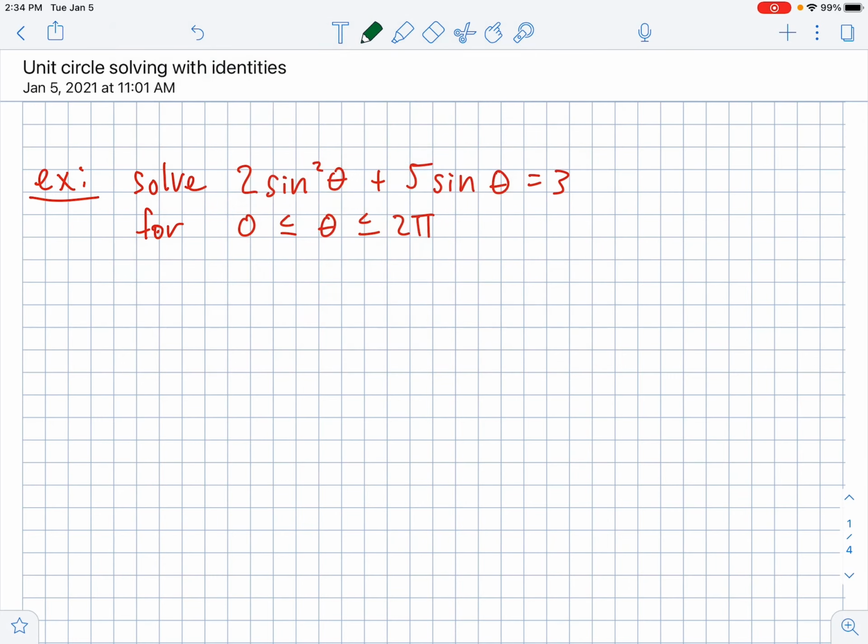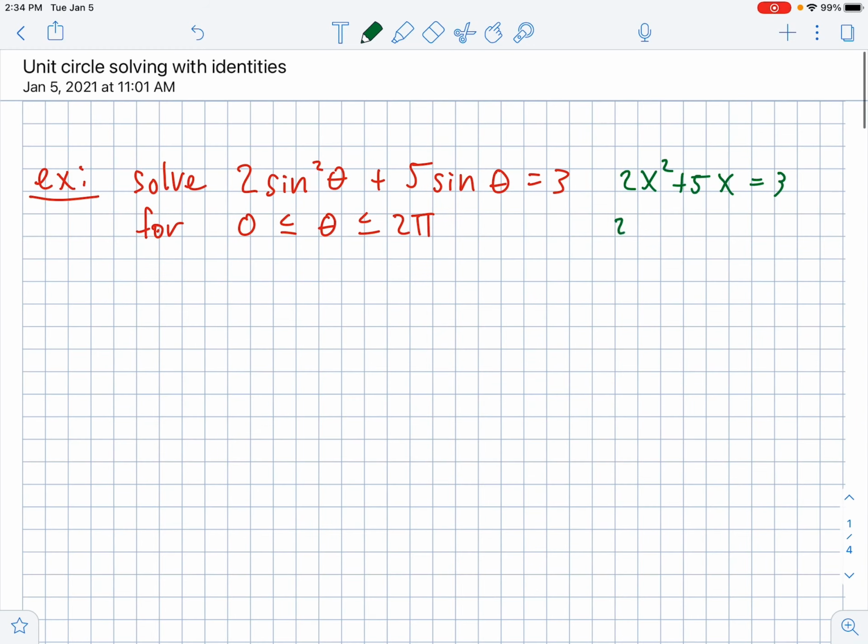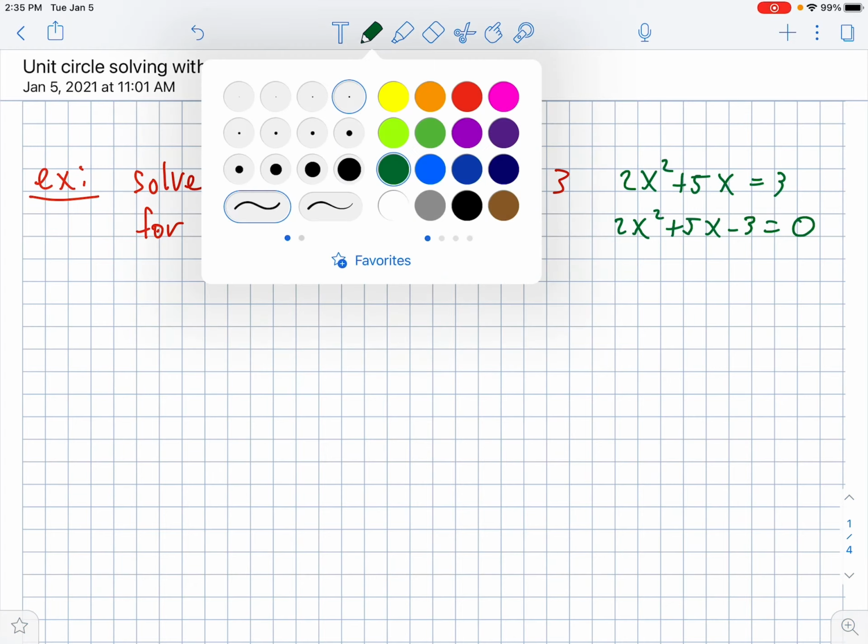I could rewrite this, and we'll do it in green or something. It's similar to 2x squared plus 5x is equal to 3. So if this was the problem, you could get everything on one side: 2x squared plus 5x minus 3 is equal to 0. And then try to solve by using your factoring techniques. You could use smoke and mirrors. You could guess and check it.